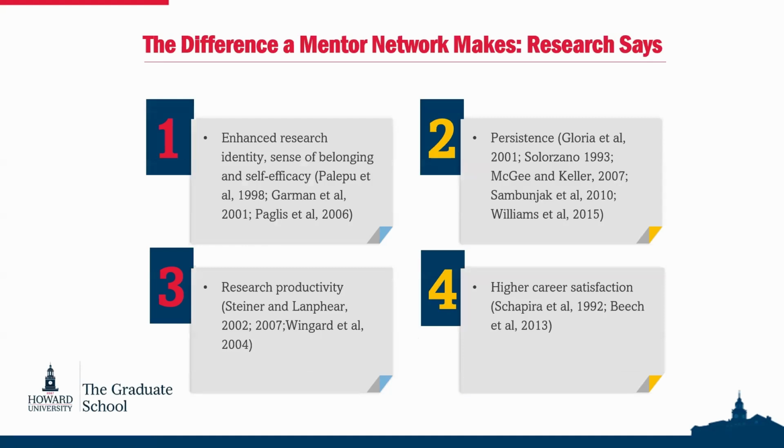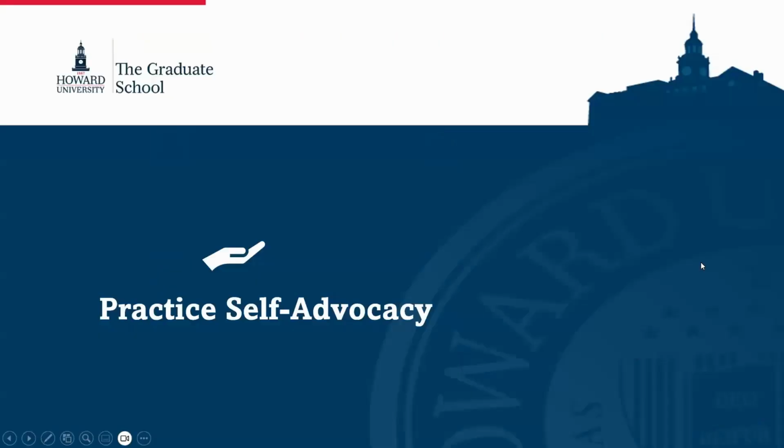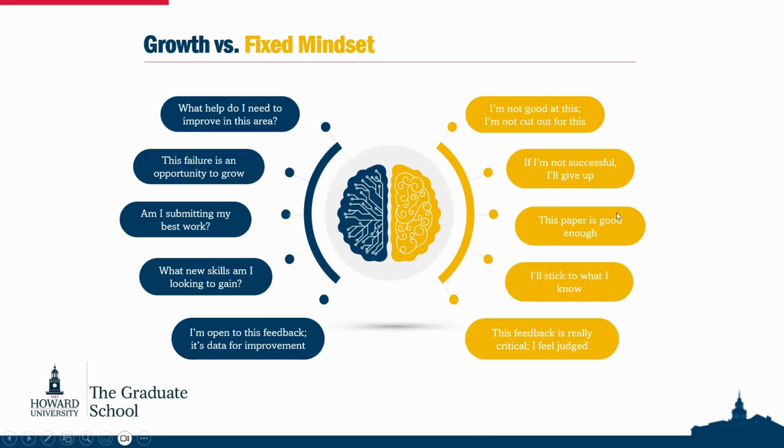And the research says that a mentor network really makes a difference. So not just one advisor, not just one mentor, but multiple people. And these are the ways that it makes a difference. It enhances your research identity, your sense of belonging, your persistence, and your ability to move through your program efficiently, research productivity, and leads to a higher level of career satisfaction. The other really, really important piece that I like to share with students is how to practice self-advocacy.